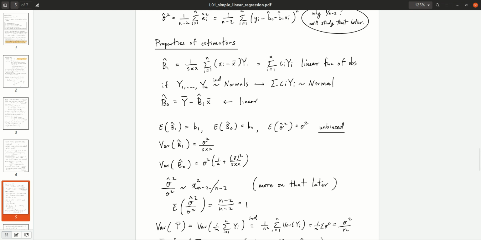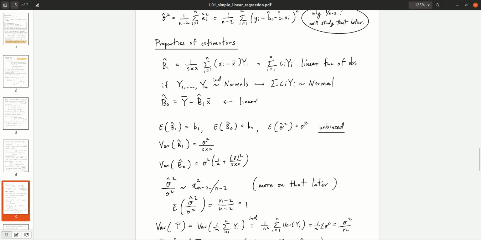One thing to remember about the normal distribution is that once you know that a random variable, say B1 hat, has a normal distribution, there's only two additional things you need to know to completely specify that distribution. And those two things are the expected value and the variance of the normal distribution. So to complete our analysis of the sampling distribution of B1 hat and B0 hat, now that we know that they're both normal, is to just calculate their expected value and variance.